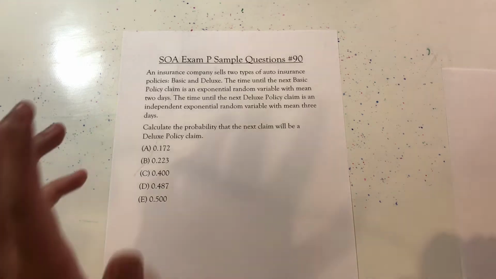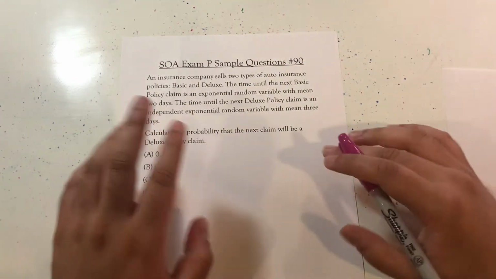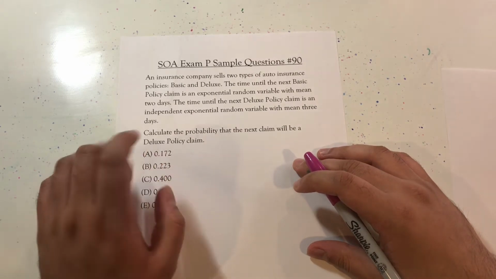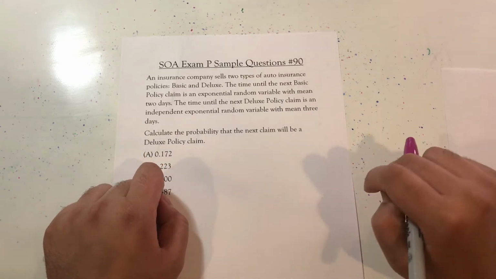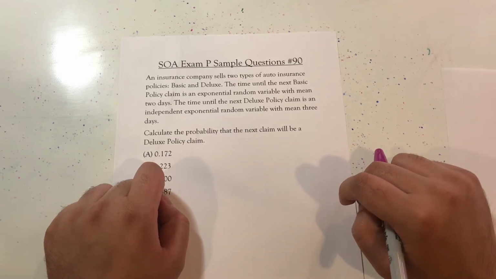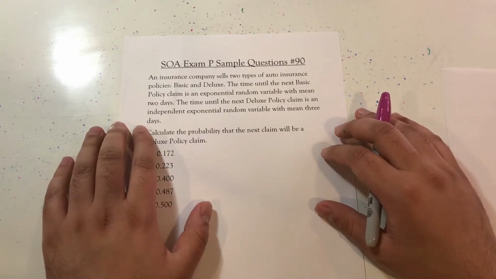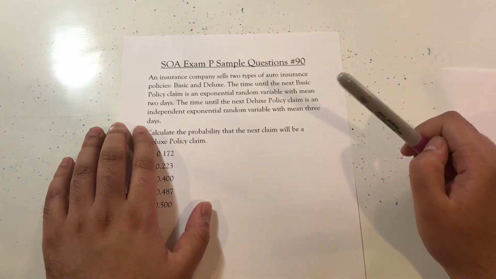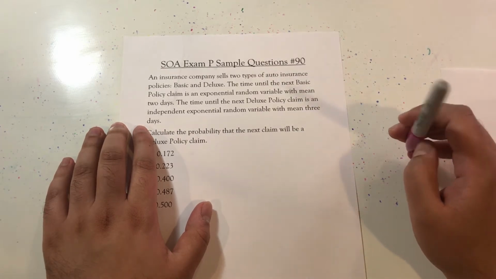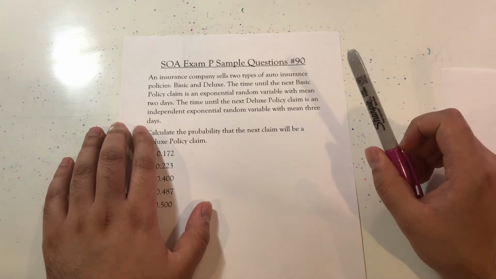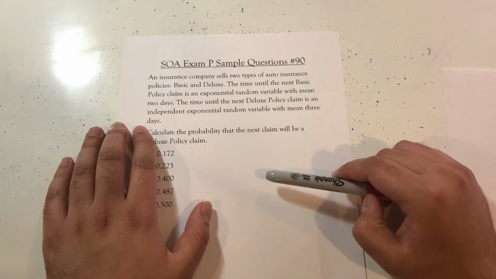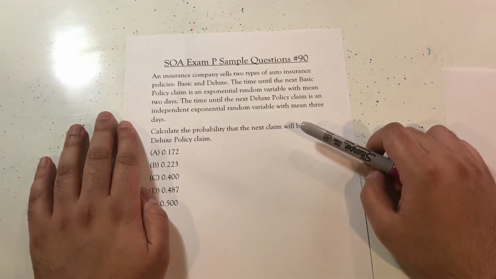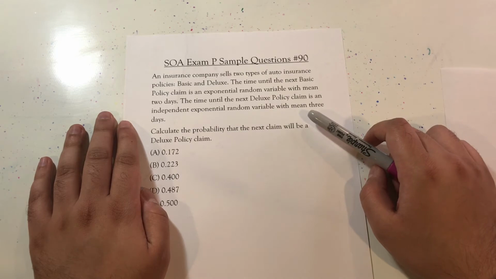All right, so in this video, we're going to go through sample question 90 from the Society of Actuaries Exam P list of sample questions. The question reads, an insurance company sells two types of auto insurance policies, basic and deluxe. The time until the next basic policy claim is an exponential random variable with the mean 2 days. The time until the next deluxe policy claim is an independent exponential random variable with a mean 3 days. We need to calculate the probability that the next claim will be the deluxe policy.